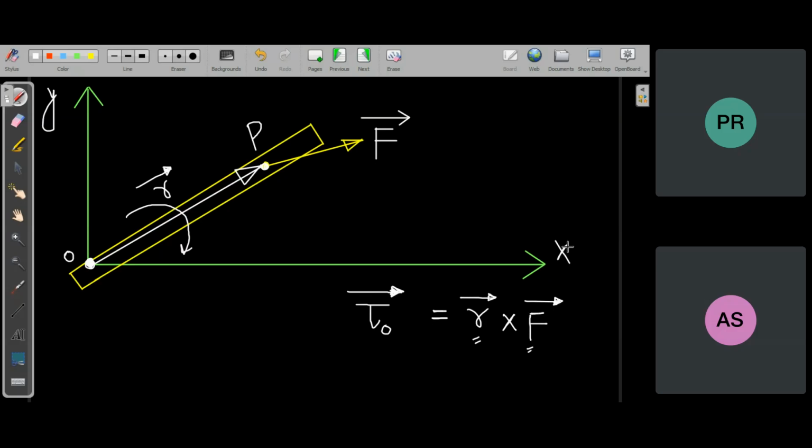Sir, torque plays the same role as force in translational motion, sir.